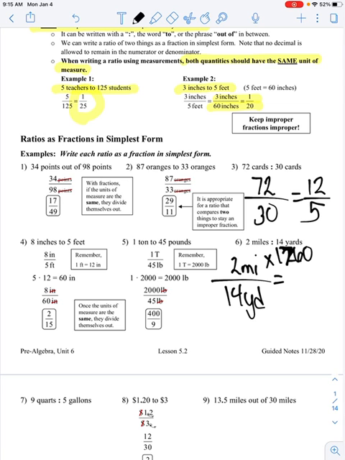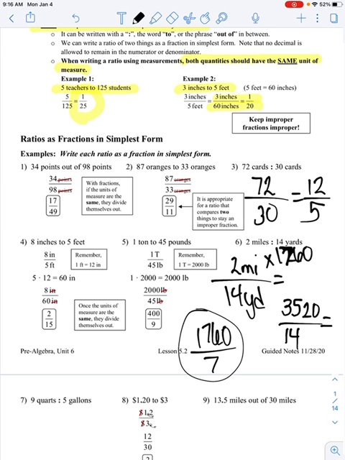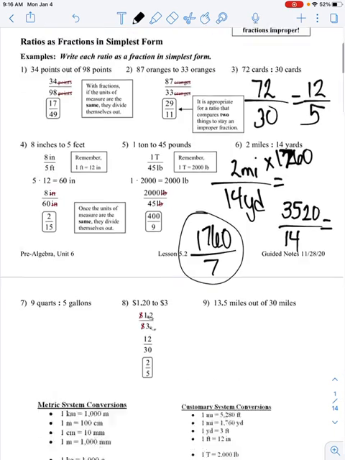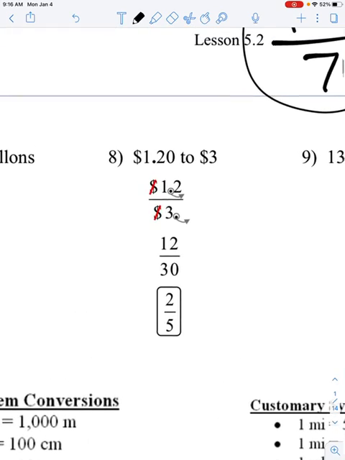So 1,760 times 2, 3520 over 14, that looks better. And you can divide them both by 2, since they're both even. So you'd get 1760 over 7 as your final answer there for number 6. And again, they're both in yards. If you look at number 8 on the next page, it's money, and it has a decimal.